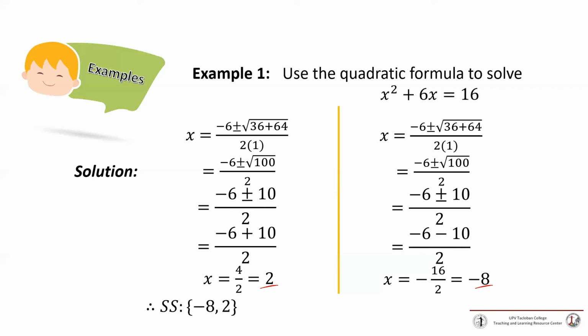But again, we have to verify this first in order to prove that the two values that we got, 2 and negative 8, are really solutions of the quadratic equation. As your exercise, you have to check this one to verify if the two values are solutions of the quadratic equation.